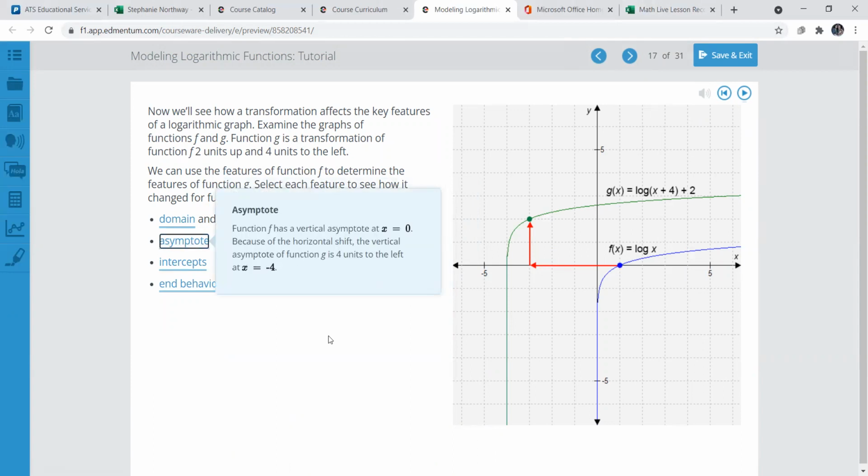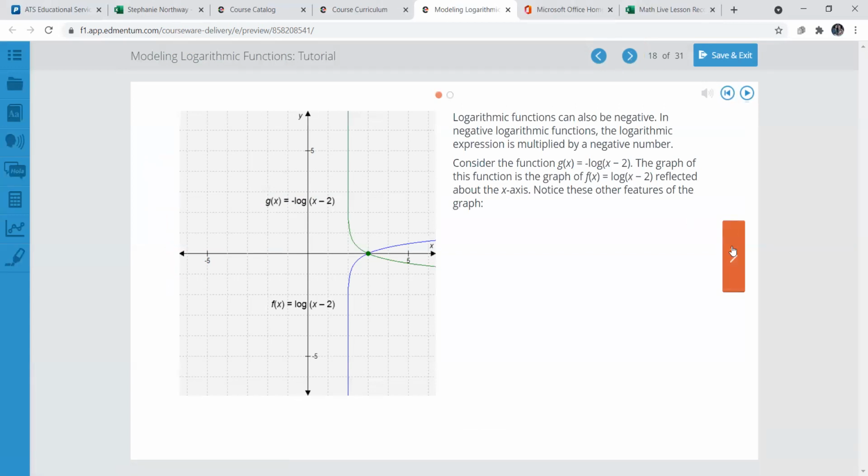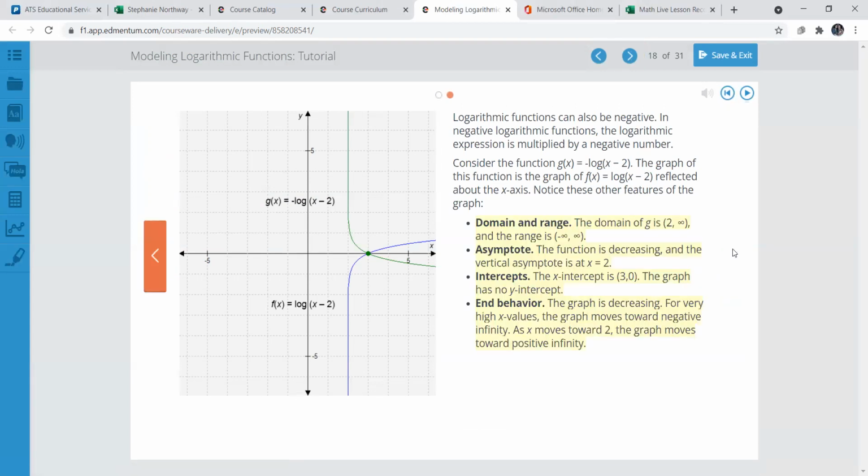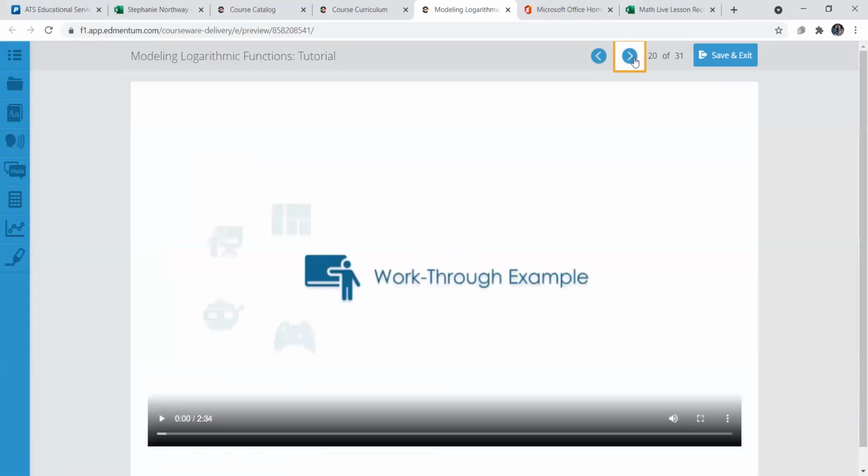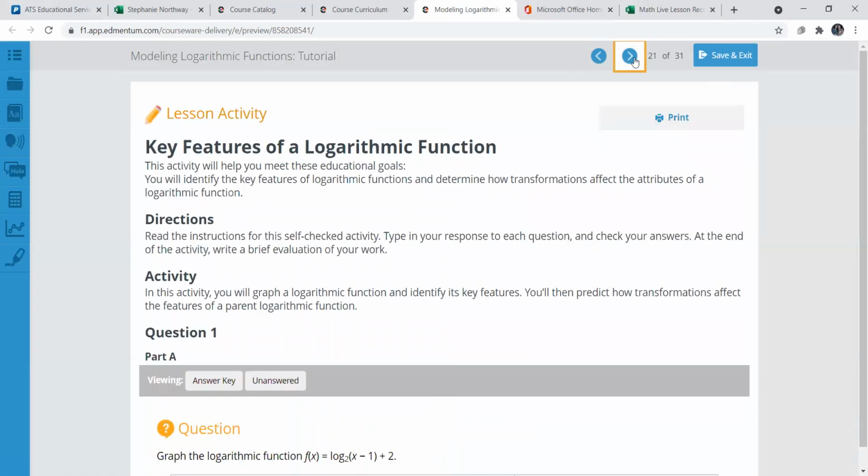The function has a vertical asymptote of x equals 0, but because of the horizontal shift, the vertical asymptote is 4 units to the left, x equals -4. So that just talks about that. All right, let's go to our graph again. It just gives us an idea of domain and range, and tells us more about these graphs. Then we have another example. Video, I'll let you do the video on your own, and these questions too.